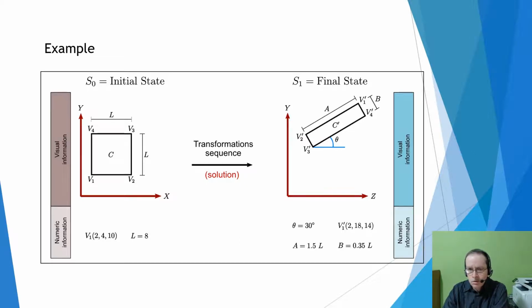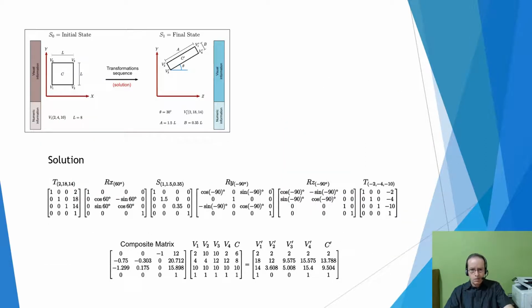Students see this information and try to build the sequence that solves it. And now the solution to the problem is provided as a matrix multiplication to transform the object. Here we have a sequence of 6 steps that are necessary to reach the final state.